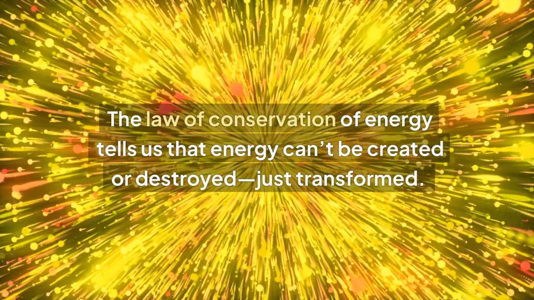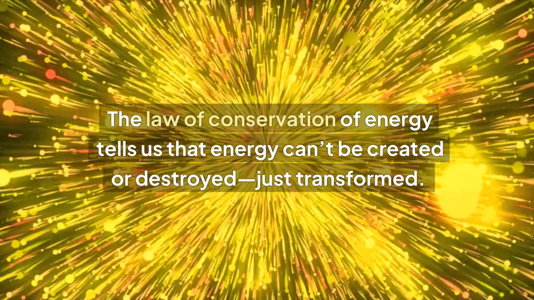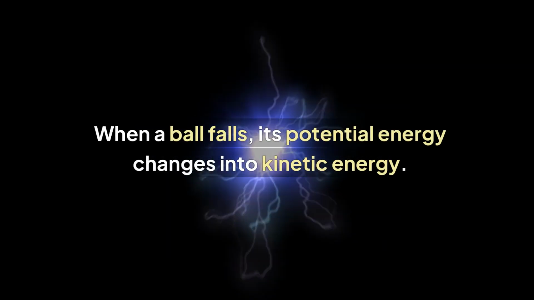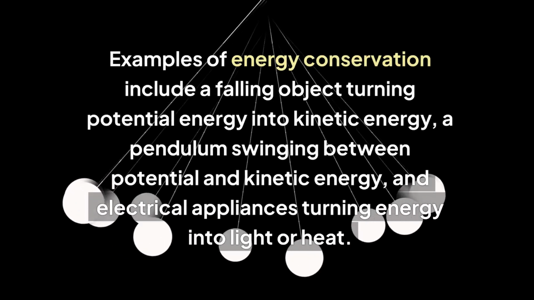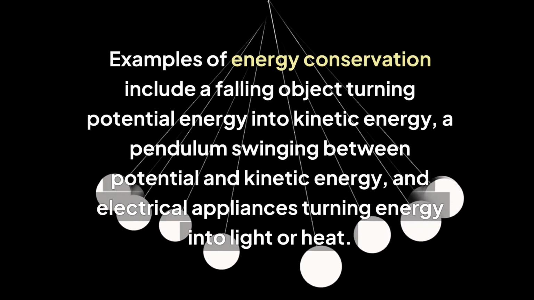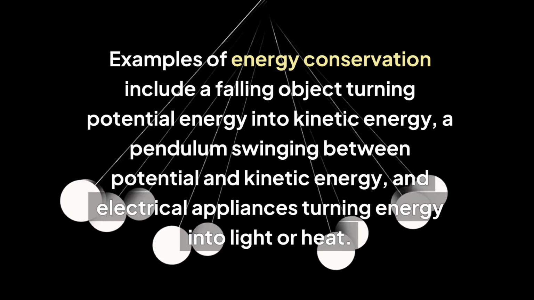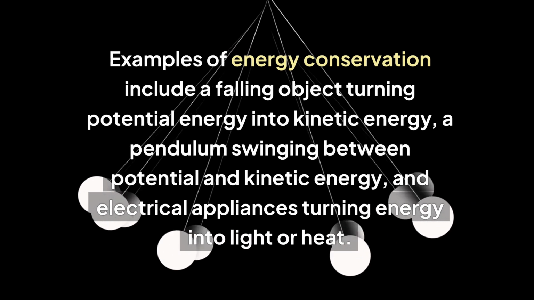The law of conservation of energy tells us that energy can't be created or destroyed, just transformed. When a ball falls, its potential energy changes into kinetic energy. Examples of energy conservation include a falling object turning potential energy into kinetic energy, a pendulum swinging between potential and kinetic energy, and electrical appliances turning energy into light or heat.